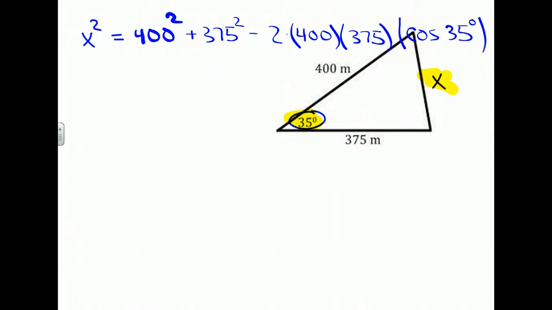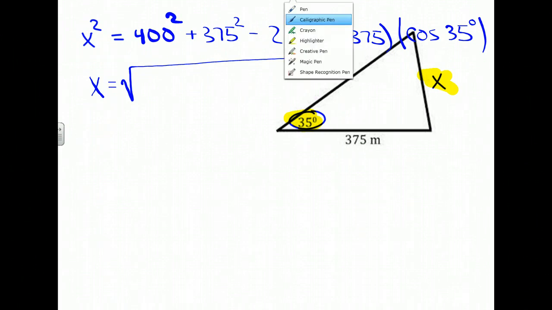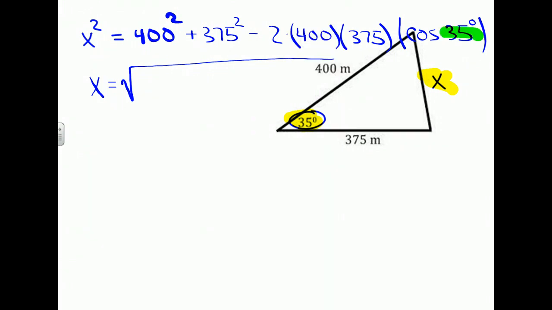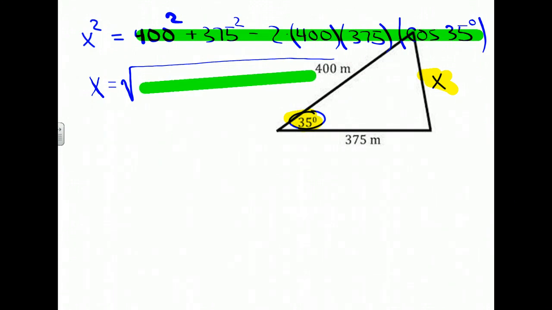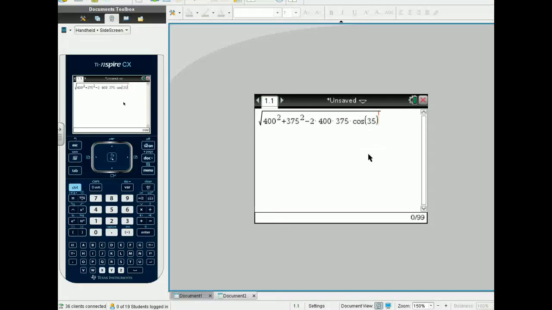So what we do then is take our calculator, and we have the TI Inspire. Because we want to know x, we're going to take all of that stuff, the square root of all of this stuff. Let's just highlight it in green. All of that stuff in green, we're going to take the square root of. And we'll just type it right in the calculator, just one big long expression.